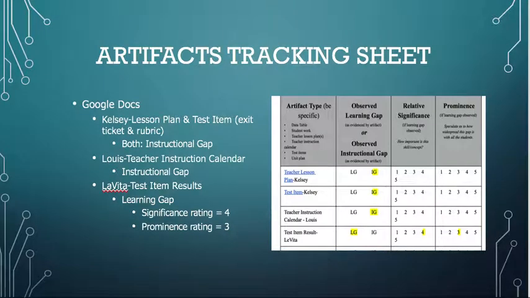The artifacts tracking sheet. So we put the artifacts tracking sheet in Google Docs and discussed it before, during, and after the meet. Kelsey has her lesson plan and test item exit ticket. They were both instructional gaps. I provided the teacher instructional calendar, which was an instructional gap, and Lavita provided the test item results based on the test item that Kelsey presented, and that was a learning gap. We all discussed that it was a significant rating of 4 and a prominence rating of 3.